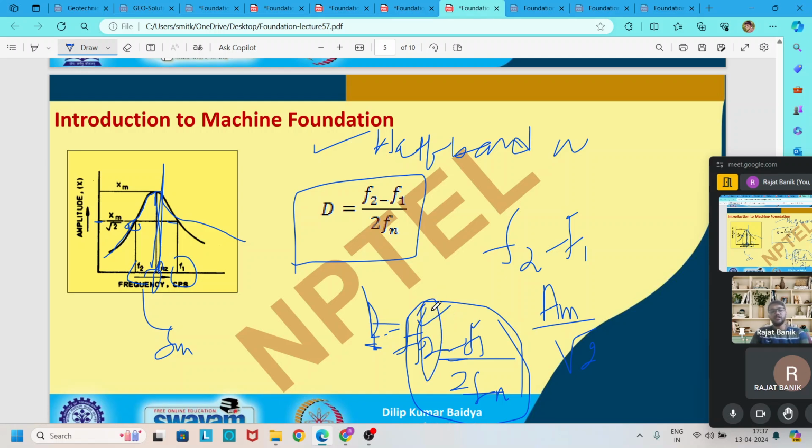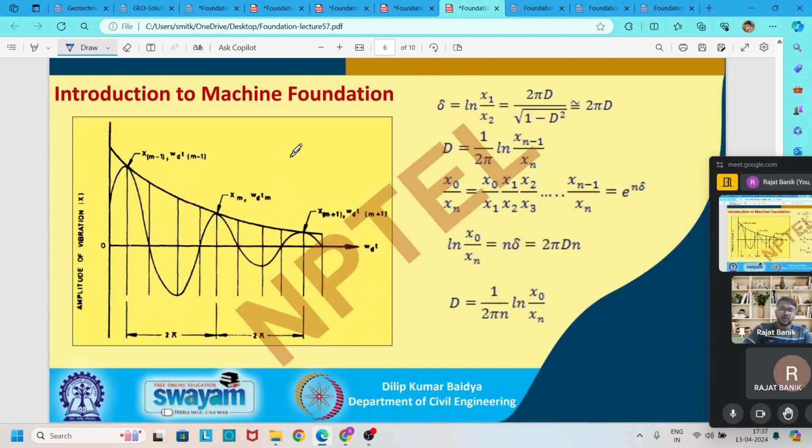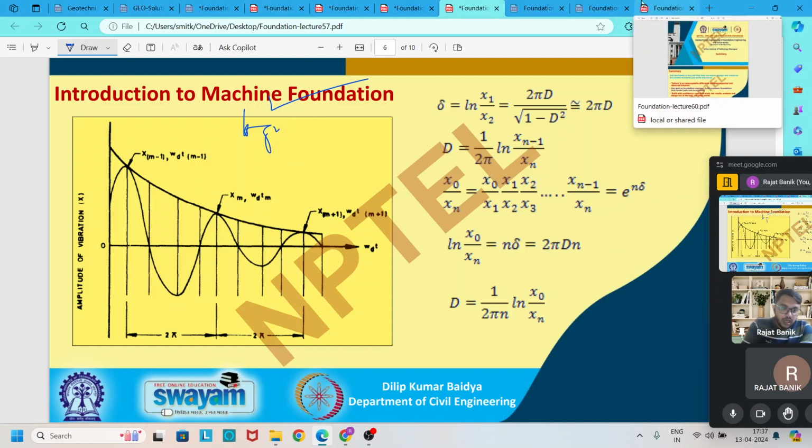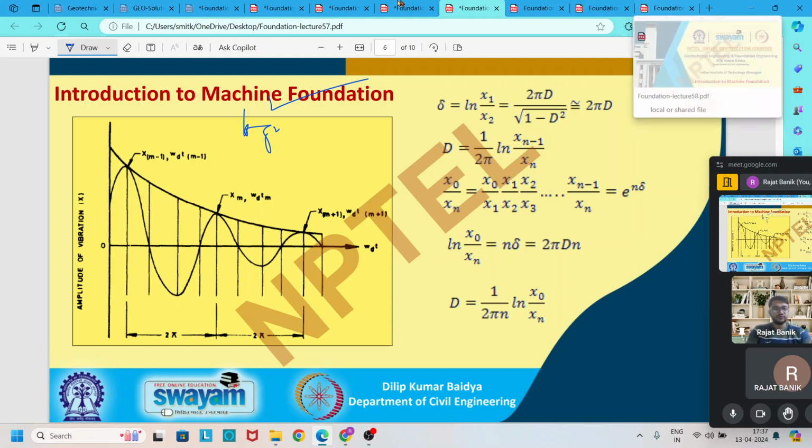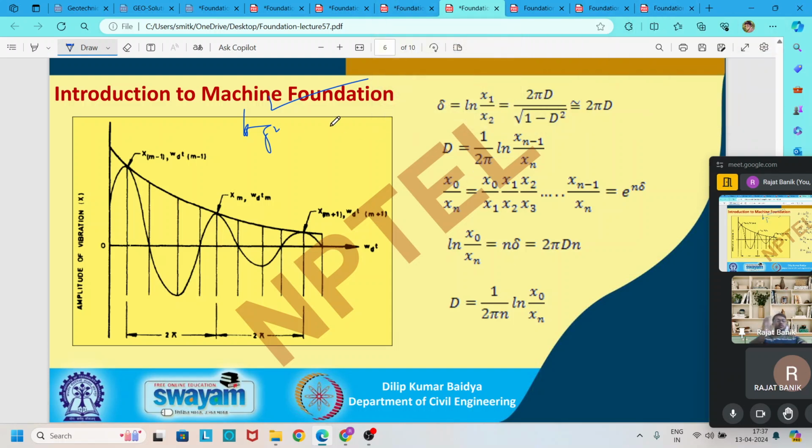If F2 is greater than F1, then we use this equation: D is equal to F2 minus F1 divided by 2 Fn. Now we come to another concept, which is called the logarithmic decrement concept. By this concept, we find the damping ratio of the system, and it is based on the ratio of two successive amplitudes. If you remember, in today's class, the last question of lecture number 56, we used this equation.